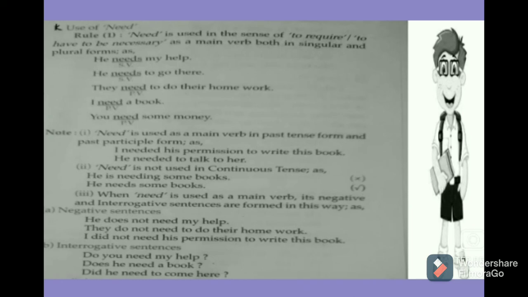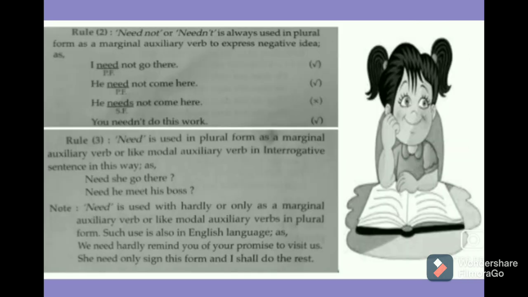Okay. Interrogative sentences. Do you need my help? Does he need a book? Did he need to come here? Children, let's see rule number 2. Need not or needn't is always used in plural form as a marginal auxiliary verb to express negative idea, as I need not go there. He need not come here. These sentences are correct, okay?